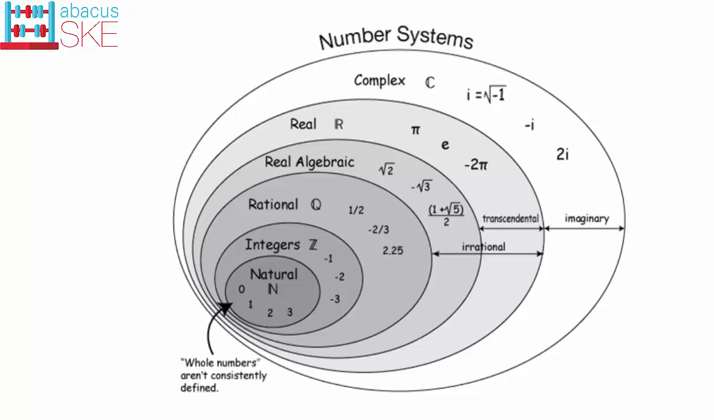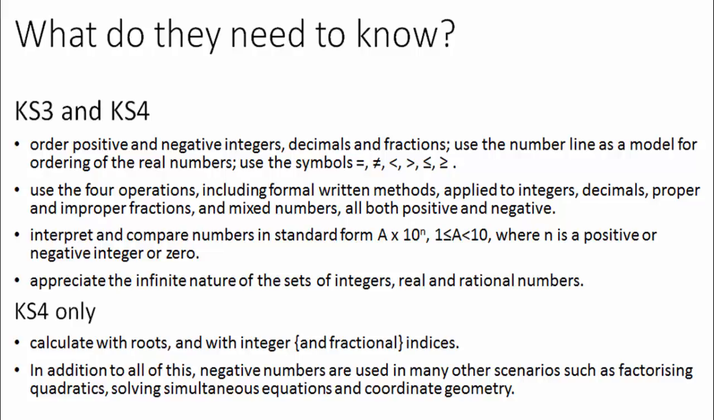Now I'm certain they won't expect anything ridiculous from them. I would imagine that little sentence in there just means that they'll need to appreciate that they're all infinite and that in itself is just a fact. I don't see how they could easily test that, to be honest with you. And in Key Stage 4 you've got negative and fractional indices as well. Now really that doesn't do it justice.